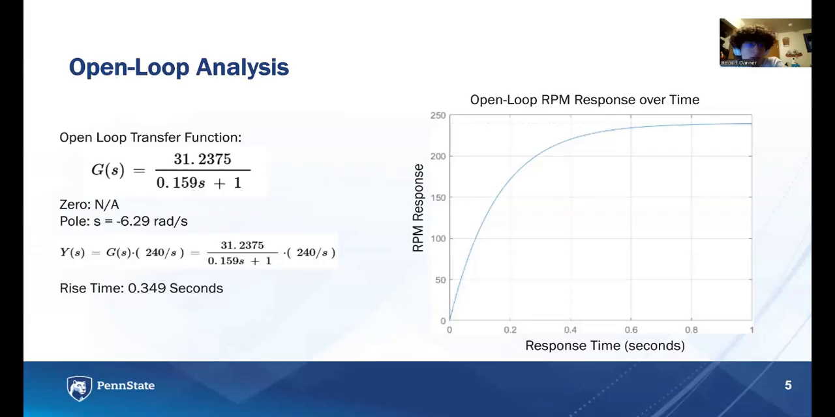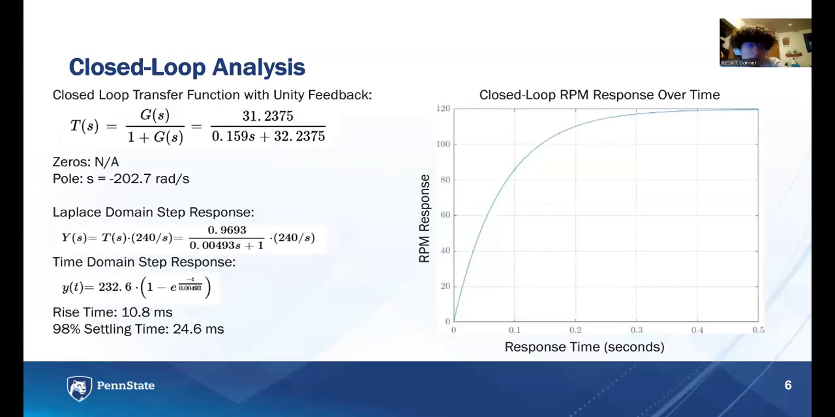This can be seen by observing the open loop response over time graph to the right, which shows the system RPM over time after turning the motor on. The open loop output can be found by multiplying the transfer function by the step magnitude in the s domain, as seen in the second equation. The open loop response exhibits characteristic behavior of a first-order system. The response rises smoothly with zero overshoot. The rise time, which is the time it takes for the system to rise from 10% to 90% of the steady state value, was found to be 0.349 seconds.